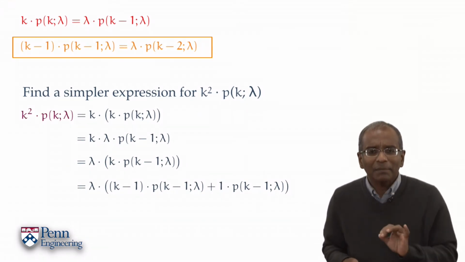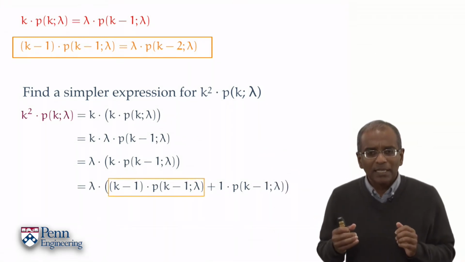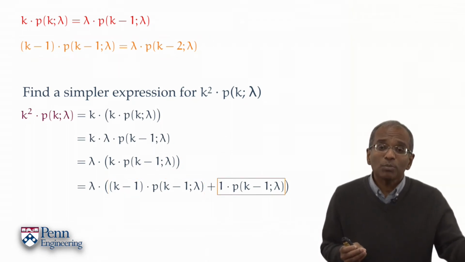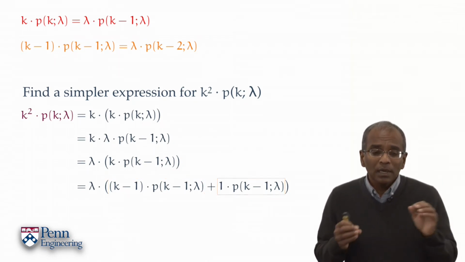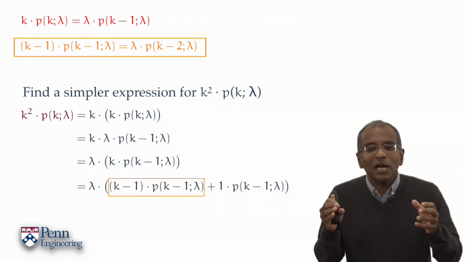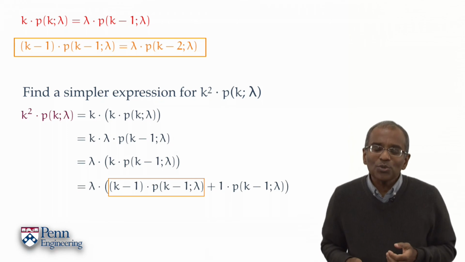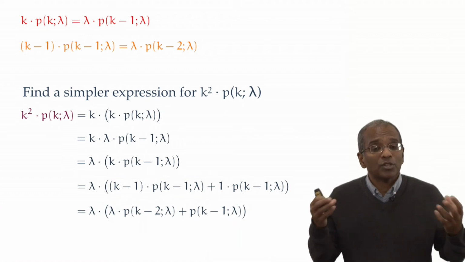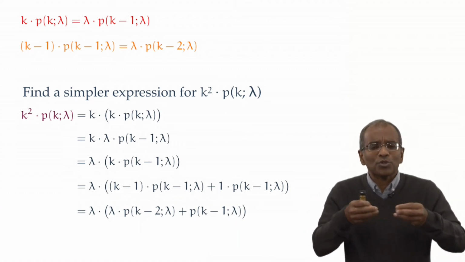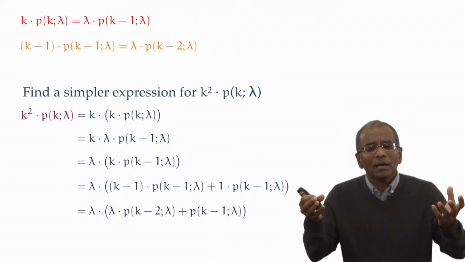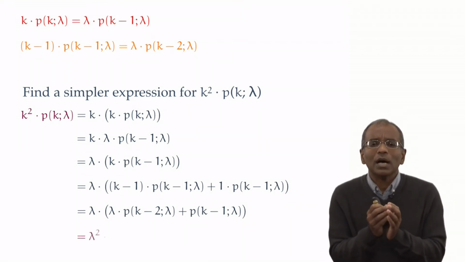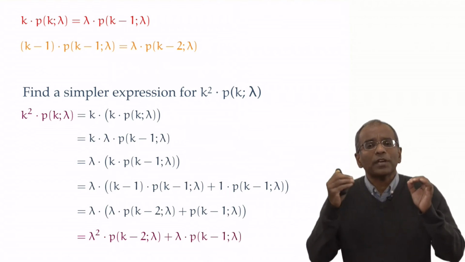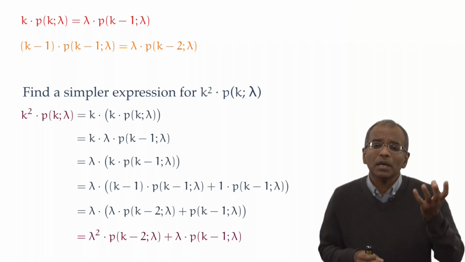Observe that the first term inside the big round brackets gives you k minus 1 times P of k minus 1. The second term is just a Poisson probability evaluated at k minus 1. For the first term, we now have the second of the Poisson identities we could use. Replace k minus 1 times P of k minus 1 by lambda times P of k minus 2. And now we're almost there. Simply resimplify, pull terms together, and we've got ultimately the expression at hand: lambda squared times P of k minus 2 plus lambda times P of k minus 1.